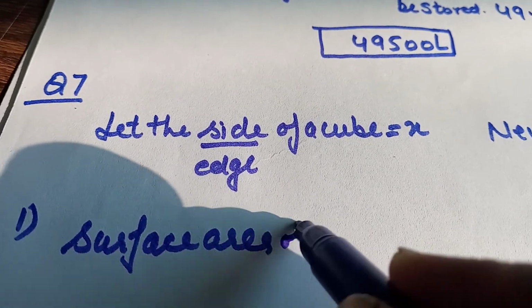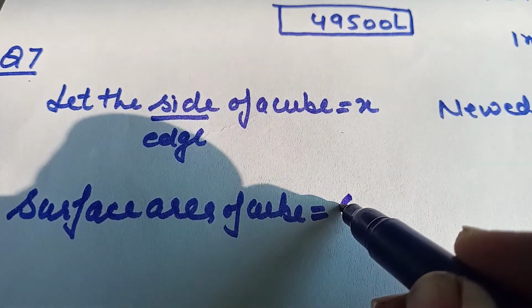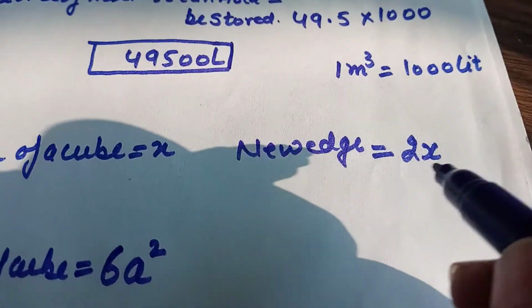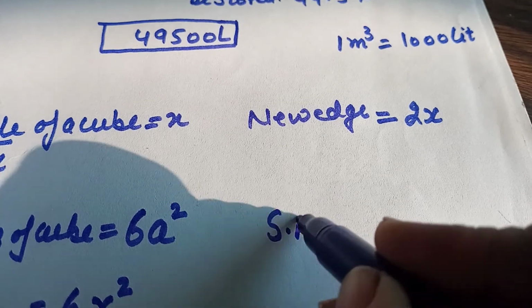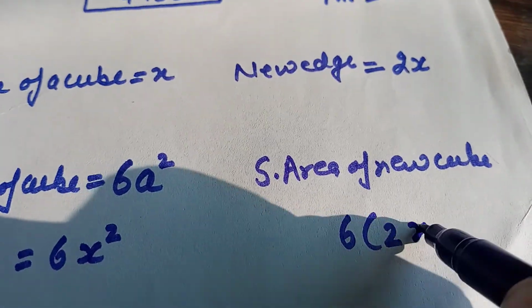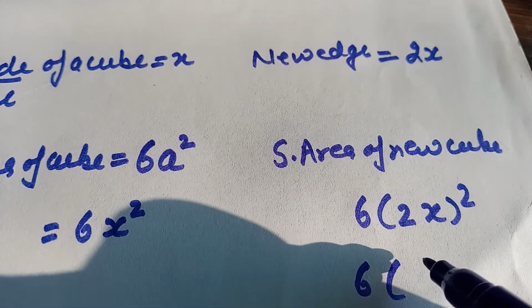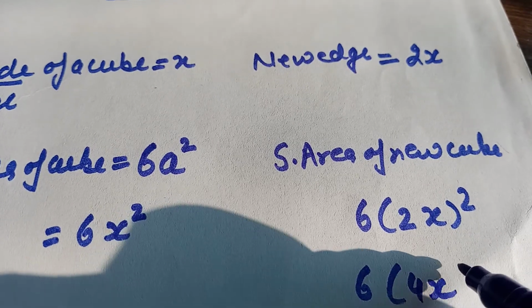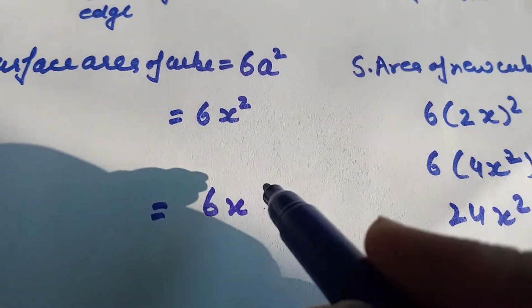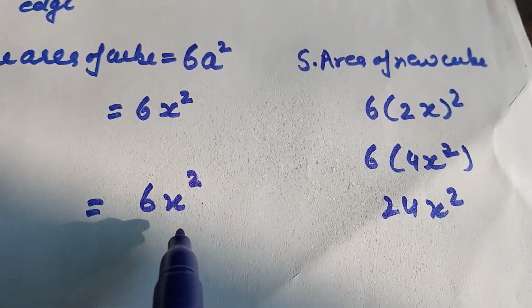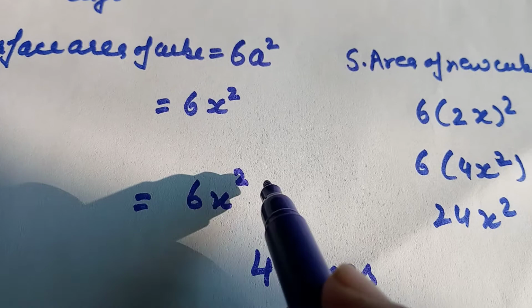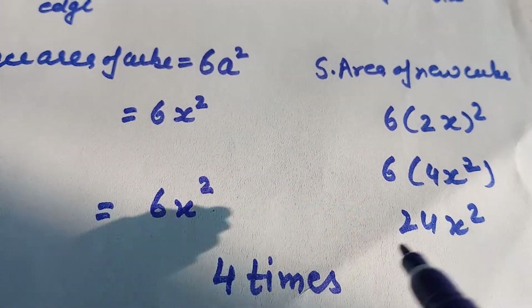Surface area of cube, this will be 6a² means 6x². And now in new cube, surface area will be 6 into 2x square means 6 into 4x square. Now how many time it is from the smaller one? This is 6x square and this is 24x square. So how many time it is? It is 4 times to this.